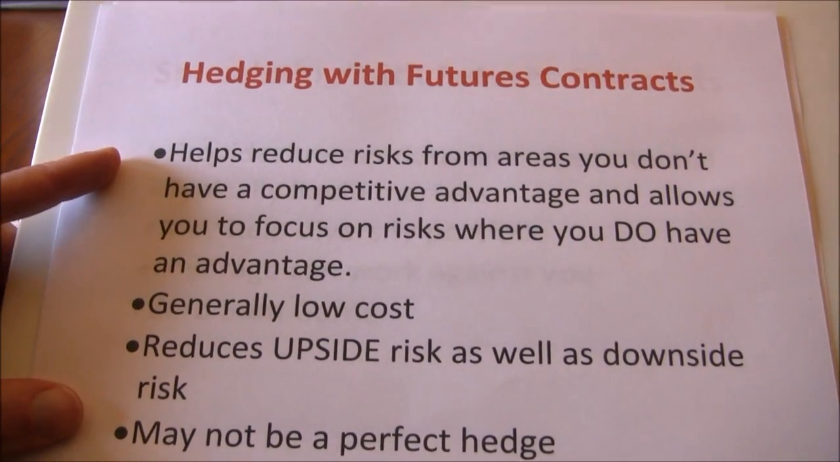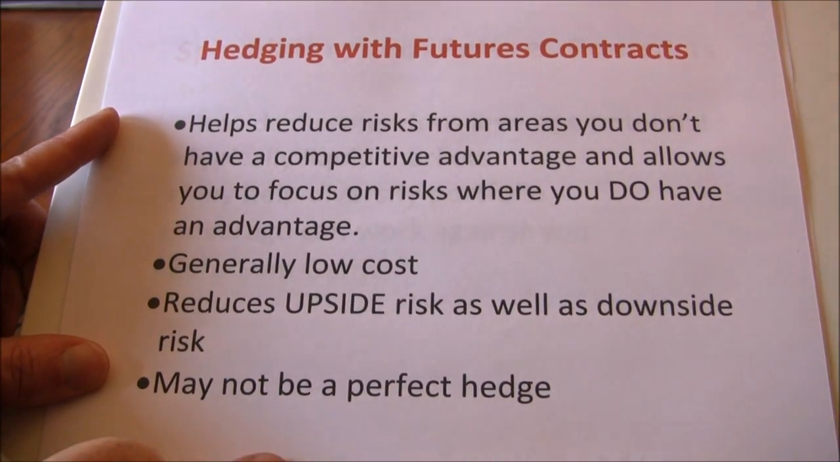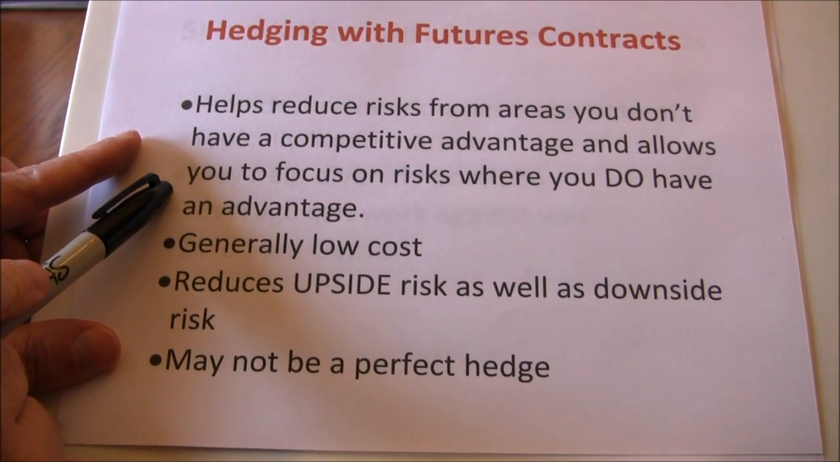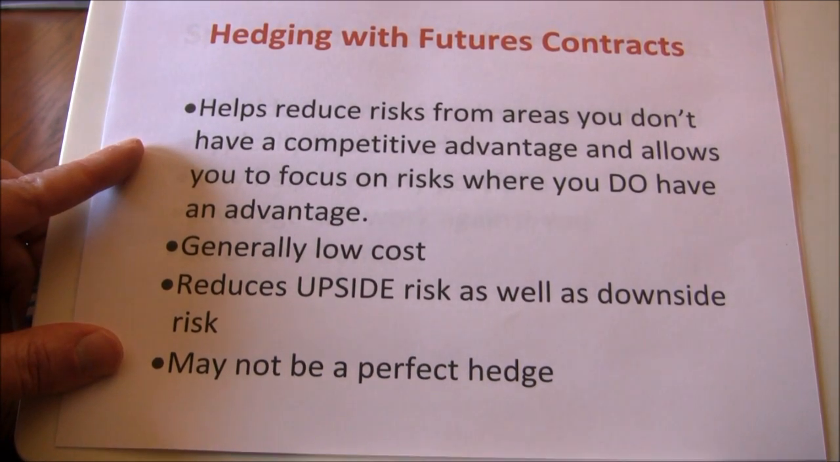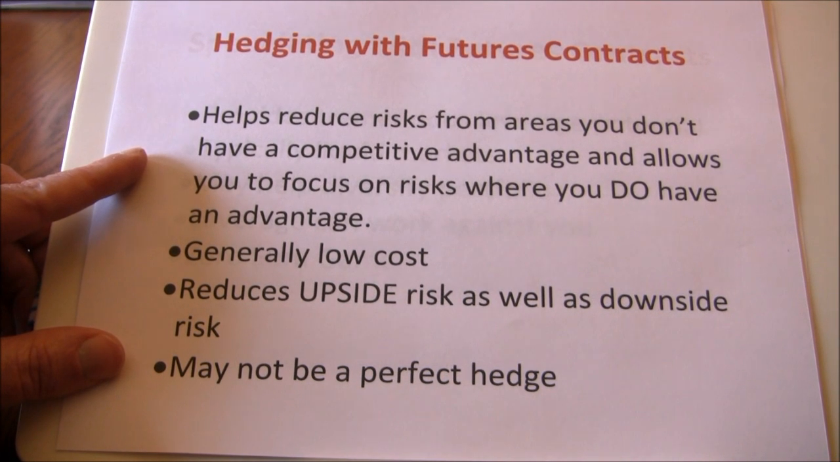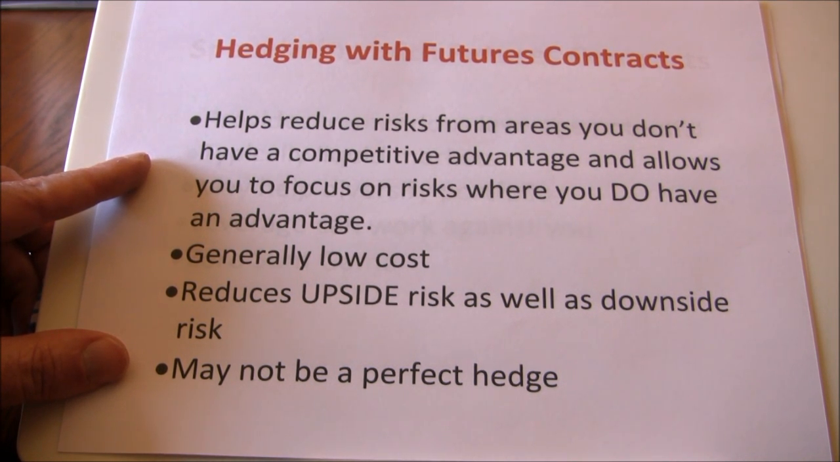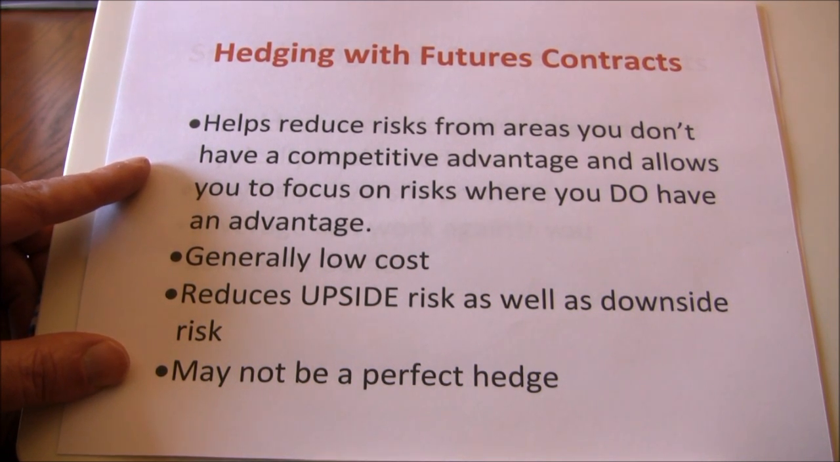Now, let's go back to hedging. And when we talk about hedging with futures contracts, there's a couple of things to think about. One is hedging with futures contracts helps reduce risk from areas you don't have a competitive advantage in and allows you to focus on risks where you do have an advantage. Go back to our example of the financial institution. The financial institution may feel that they have an advantage in deciding who to lend money to, their credit quality evaluations. They may have an advantage in loan processing. So those are the areas that they want to expose themselves to risk in order to try to make a profit.